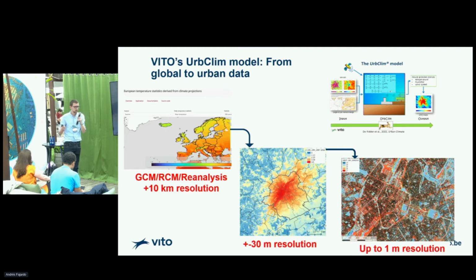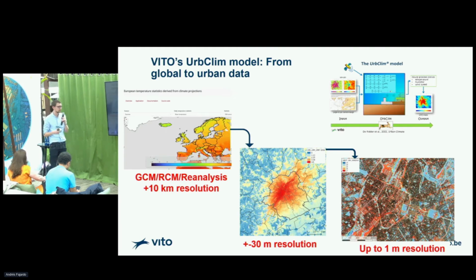So it's a boundary layer model. I will not go into the details. If you're really interested, please come to us after this presentation. But what we can do is go to 30-meter resolution, as is shown here. This is the city of Brussels, capital of Belgium, and you can really see that the city area is popping up, being warmer than the rural counterparts.